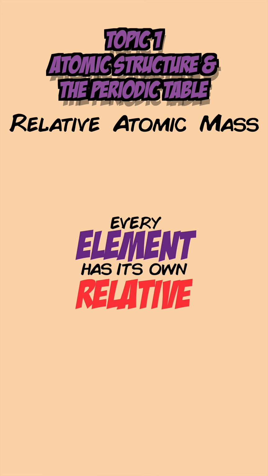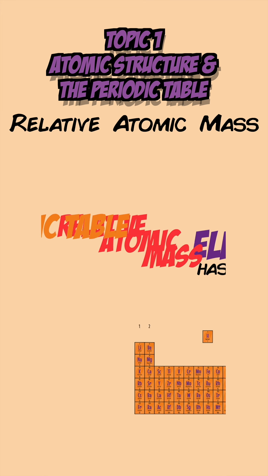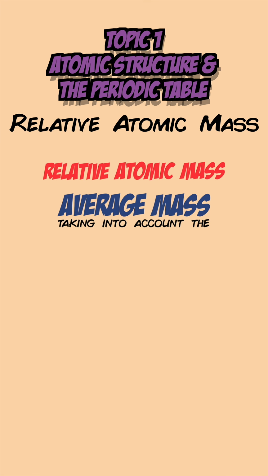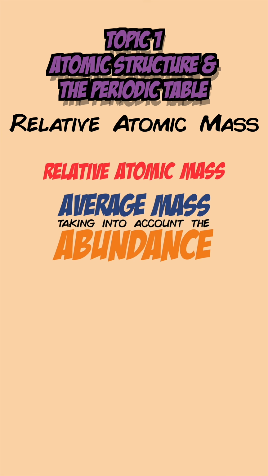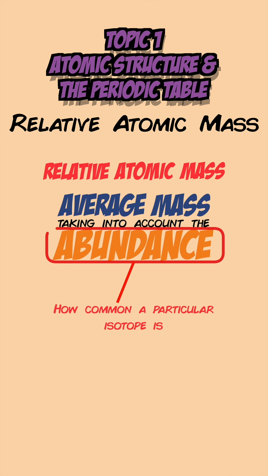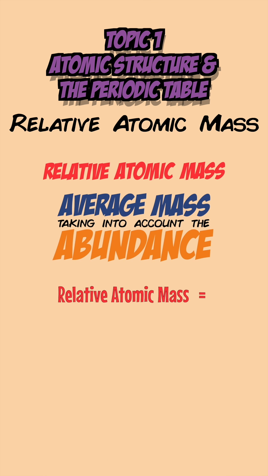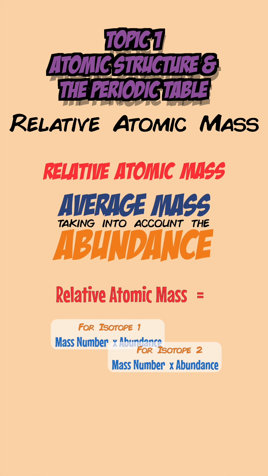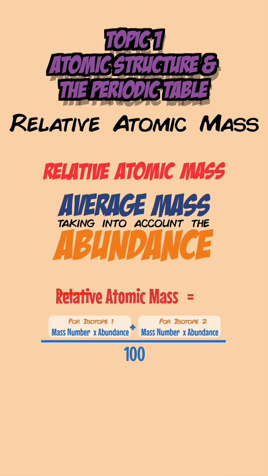Every element has its own relative atomic mass, and you can find them in the periodic table as the bigger number. The relative atomic mass takes into account something called the abundance of the element. The abundance is basically how common a particular isotope of an element is if you were to have a sample of it. So to calculate the relative atomic mass of an element, you need to multiply the mass number of each isotope by its abundance. Then you add all of these up and divide the sum by 100.